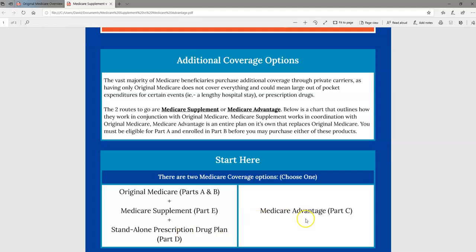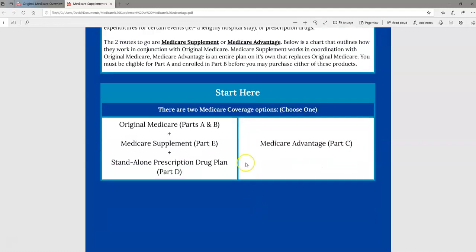And then there's Medicare Advantage, often referred to as Medicare Part C. This is kind of an encompassing option of all of these factors on the left: original Medicare, Medicare Supplement, and a standalone prescription drug plan. Factors of all of those are included in a Medicare Advantage plan. A Medicare Advantage plan essentially replaces original Medicare and has other options and features in it.